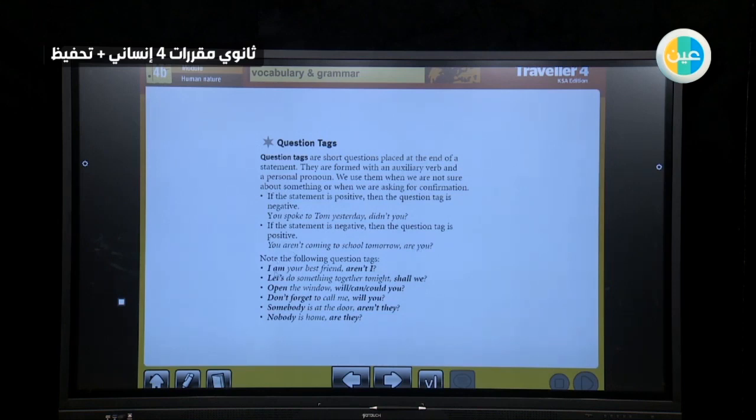We have here exceptions. Note the following question tags. I am your best friend, aren't I? Instead of am I not, it is aren't I. Let's do something together tonight, shall we? So if we have let's in our statements, we have to write this question tag, shall we? Open the window. This is imperative. Open the window, will you, can you, or could you? With imperatives, I can choose one of these.